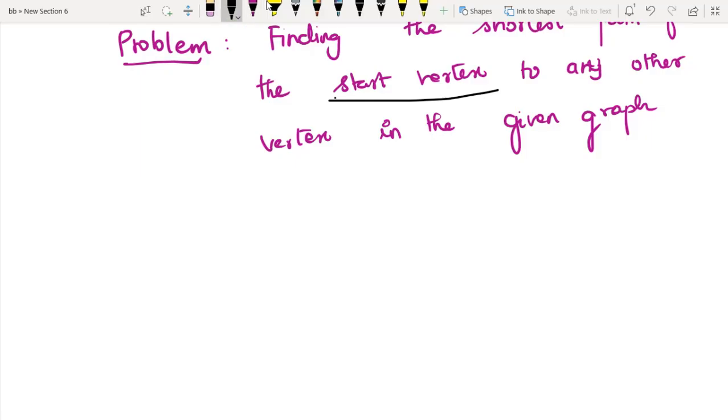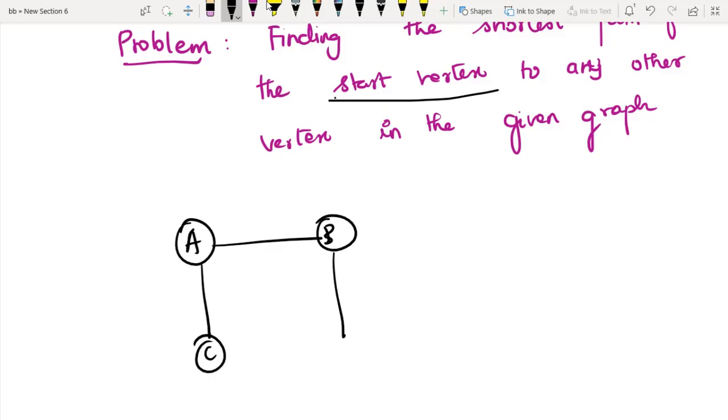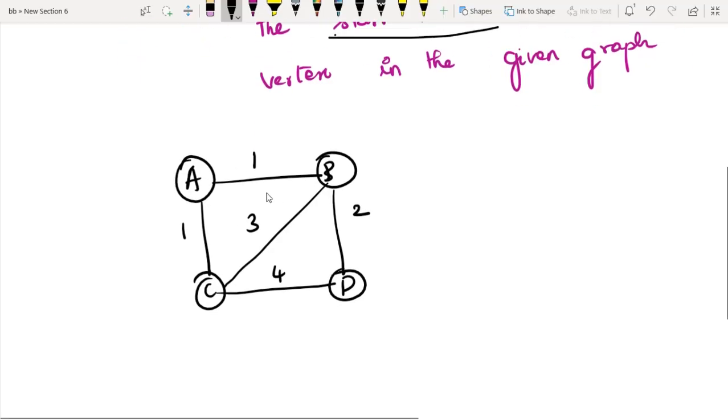Let me give some intuition on that. Let me take a weighted graph. So this is a weighted graph, and let me assume the distances to be 1, 2, 3, 1, 4. So these are some distances. Assume these weights are distances between the respective nodes. Maybe 4 kilometers is the distance between C and D, but you can assume any units. They are called weights.